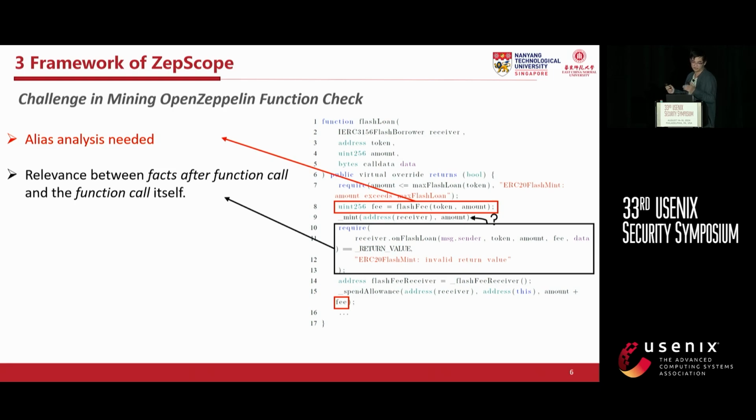And besides, there are still some challenges. For example, we need to do alias analysis because the variable names may be different. And, which is important, we need to make sure the checks after the function call are relevant to the function call. For example, in this case, the receiver.onFlashLoan. We need to make sure that the check of the return value of onFlashLoan is related to the function called mint.